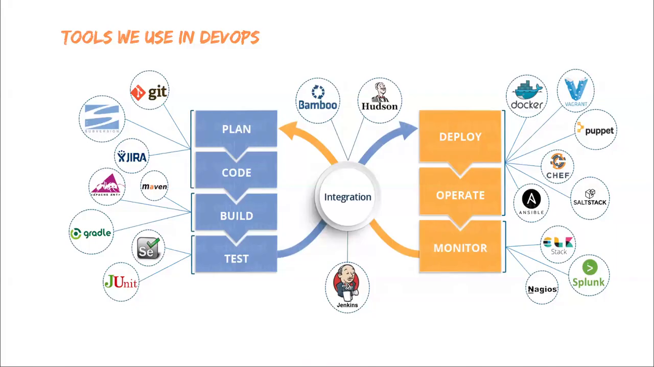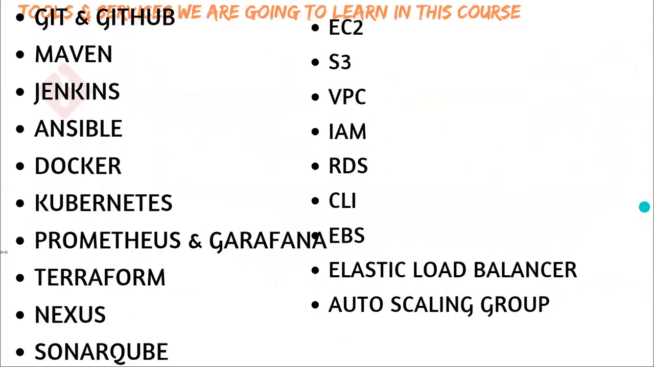But don't worry. Are we going to learn all the tools? No, sir. We don't need to know all the tools. You require 12 tools in real time for working with DevOps. But in our course, I'm going to teach you a total of 18 tools. These 18 tools will give you complete knowledge about DevOps. Let's see how many tools we are going to learn in DevOps here.